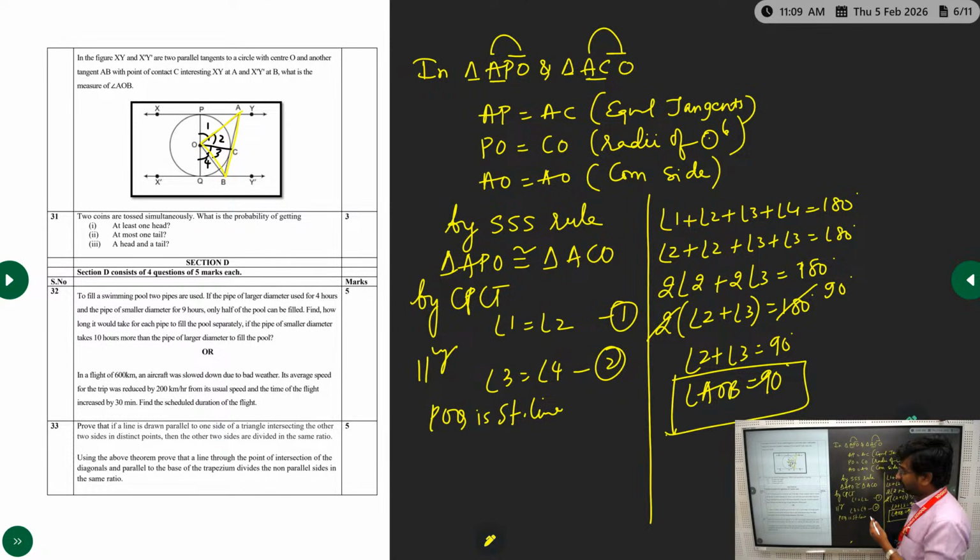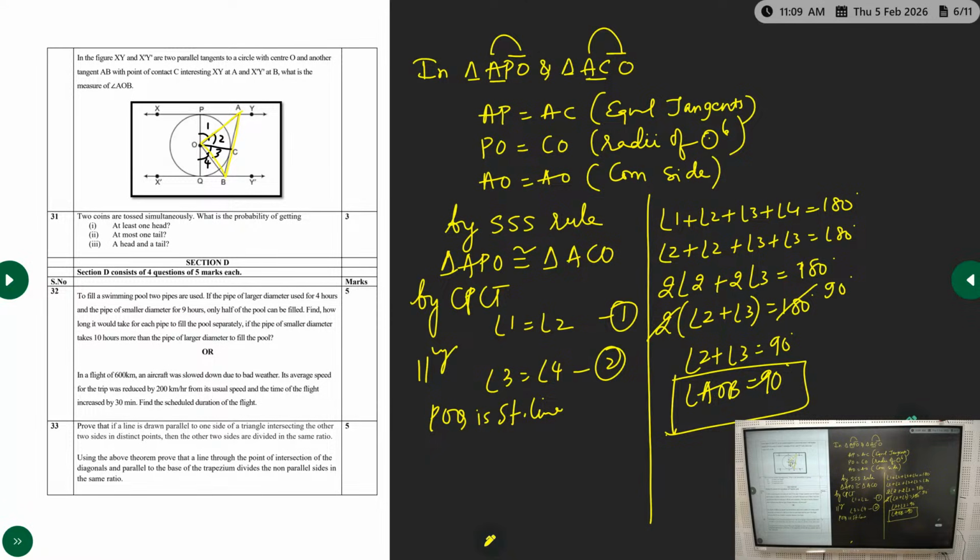This is your problem. And how many marks did they ask? Three marks. So the given and what to prove itself is half the marks. If you do it directly from the triangle or from the figure, 2.5 marks. So give importance to steps.